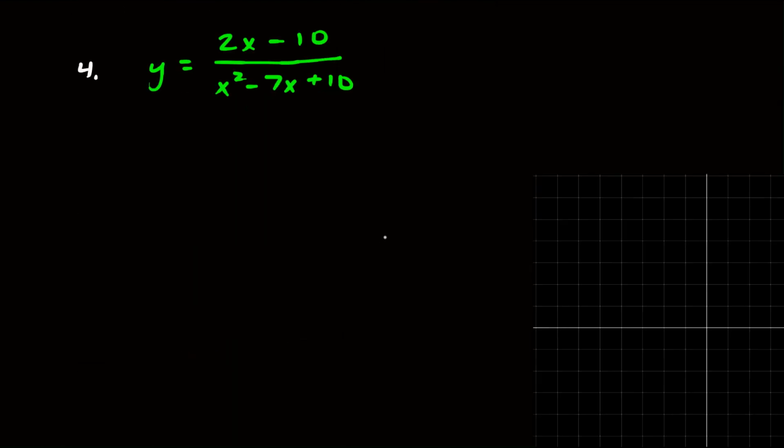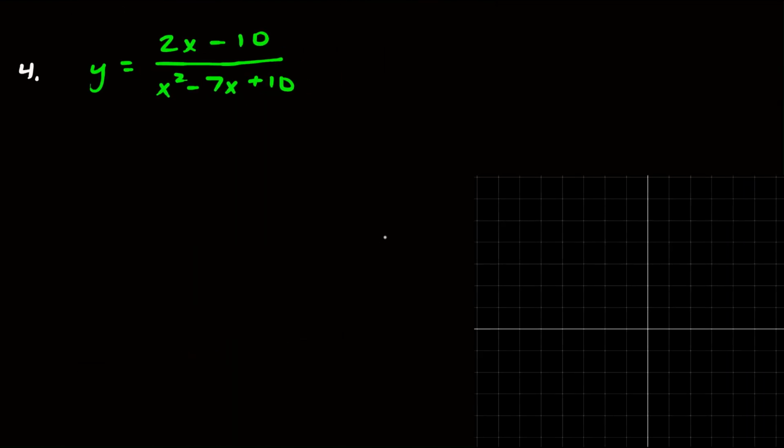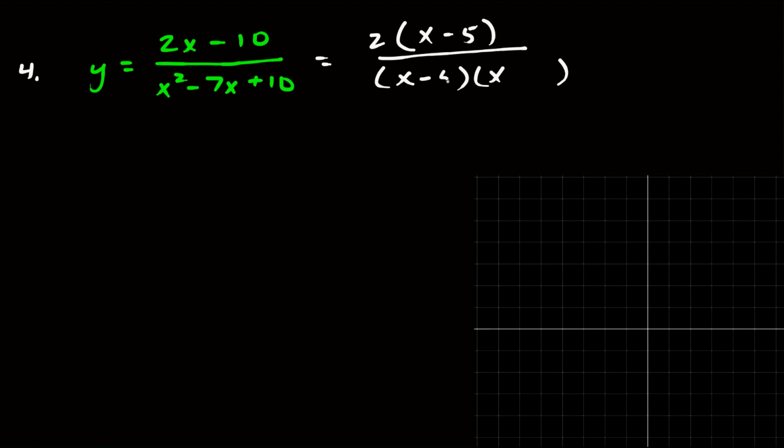Example number 4. Again, step 1, let's factor this. So our numerator, we could just factor out a 2, leaving us with 2 times the quantity x minus 5. Our denominator, again, some basic factoring here. We have x and x, adds to negative 7, multiplies to positive 10, so we can say negative 5 and negative 2. And yes, you'll notice right away we will have a hole. But again, let's follow our steps.